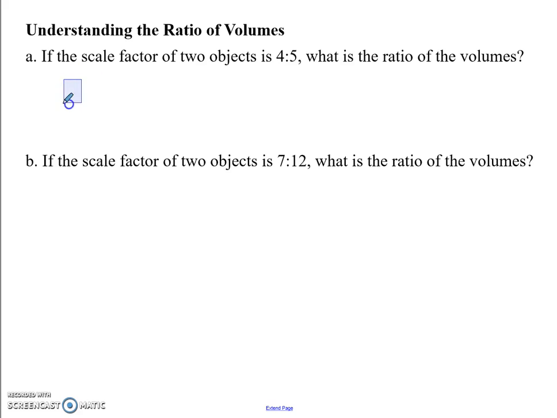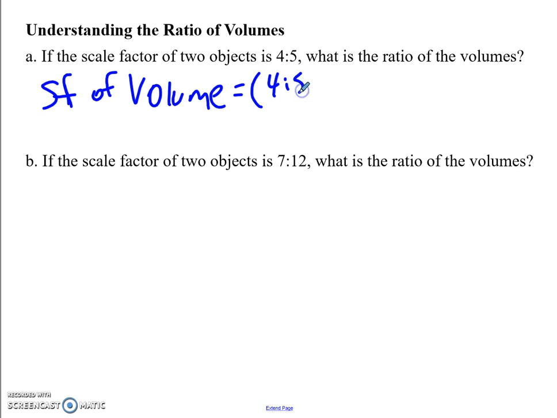Alright, so when we look at the scale factor of volume, we know that we're going to take the ratio of the scale factor of the sides and cube it. So that's 4 cubed and 5 cubed. 4 cubed is 64, and then 5 cubed would be 125.